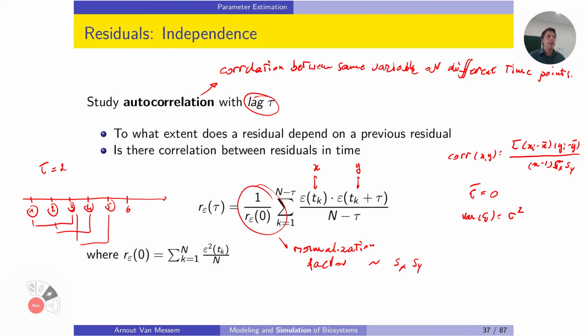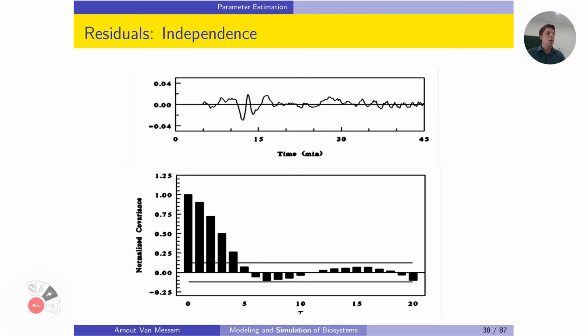Of course, we want this correlation to be small, because we want no pattern, no dependency between the residuals. So we want the autocorrelation, also called the serial correlation, to be small. And so what we see here, if we plot this, the first one is just an example of a residual plot. You plot all the residuals over time.